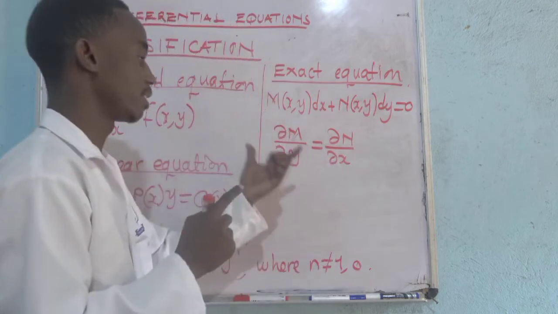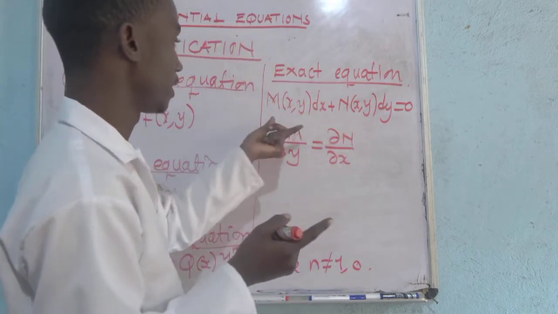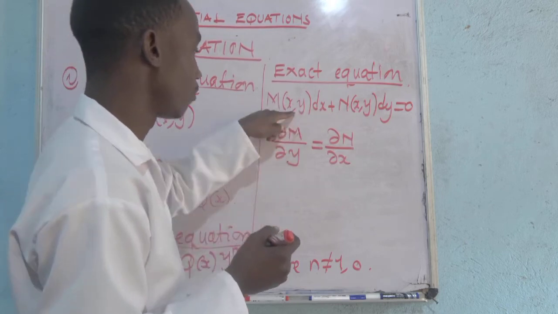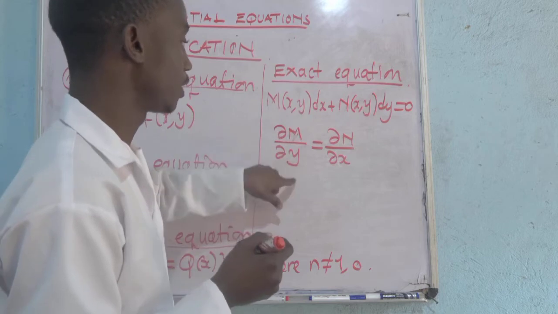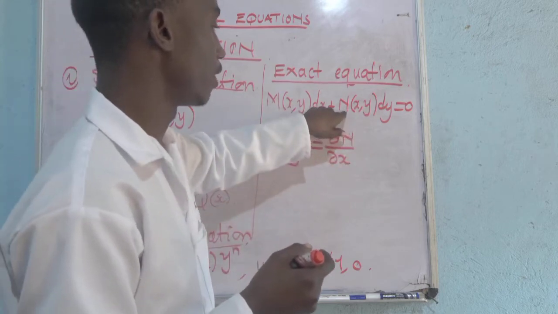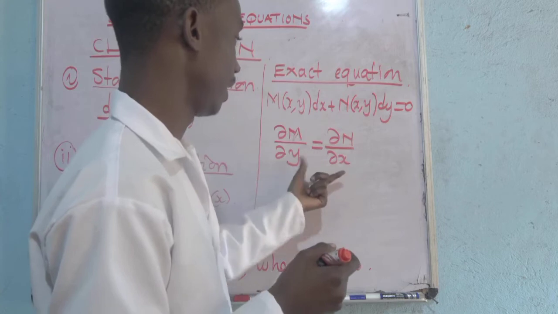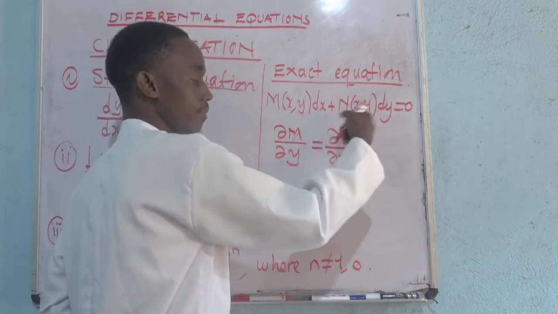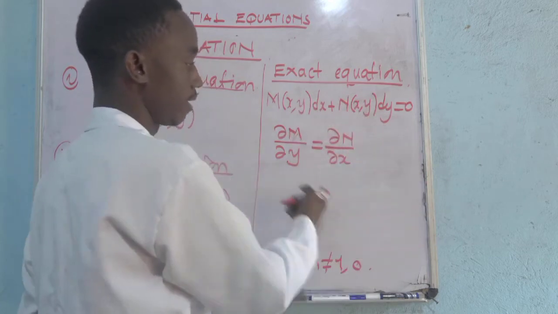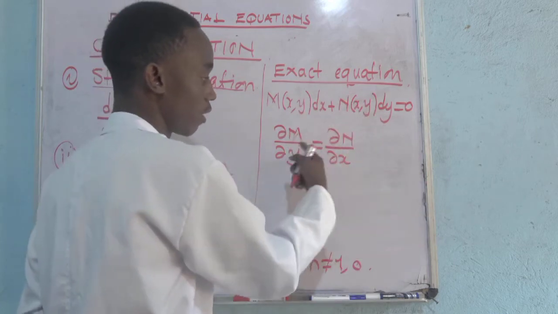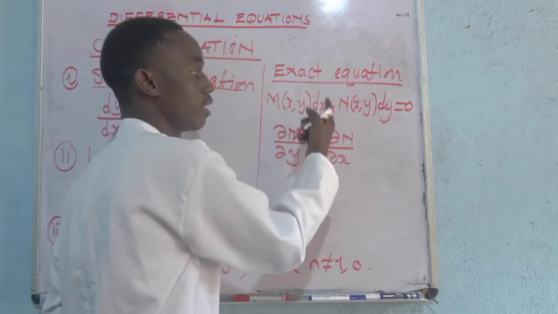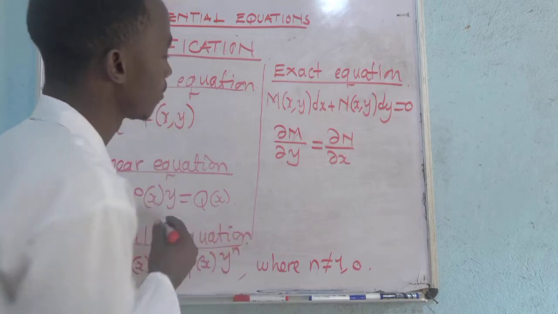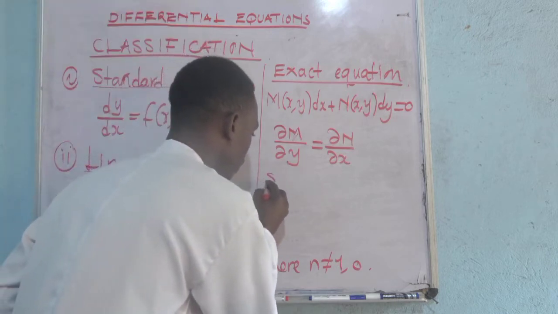So now what you have here is that you have to differentiate this one partially. Let's say m is some function of x and y. So you need to differentiate m with respect to y, and what you get should be equal to the case where you differentiate n with respect to x. If these two are equal, then you'd conclude that what you have here is an exact equation. But if these two are not equal, then what you are given is not an exact equation. So from here we also have something like separable equations.